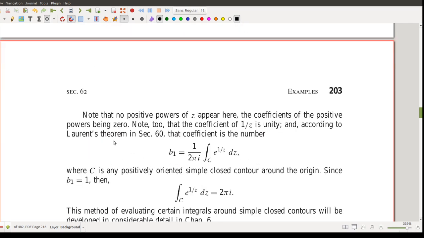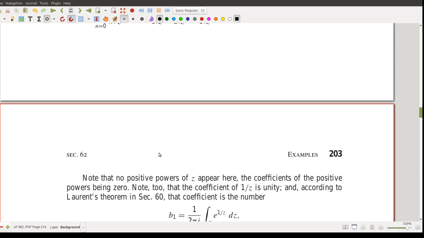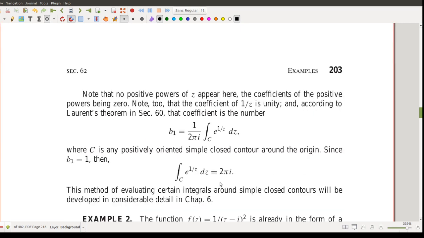So if you use the Laurent series or Laurent theorem, we can say that b1 can be obtained using the formula 1 by 2 pi i integral over c of e to the power 1 by z dz is equal to b1. But from this expression you can easily evaluate what b1 is. b1 is 1 by 1 factorial. Therefore you can write 1 by 1 factorial is equal to 1 by 2 pi i integral over c of e raised to 1 by z dz. So we use the Laurent series or Laurent theorem to evaluate this integral as well.